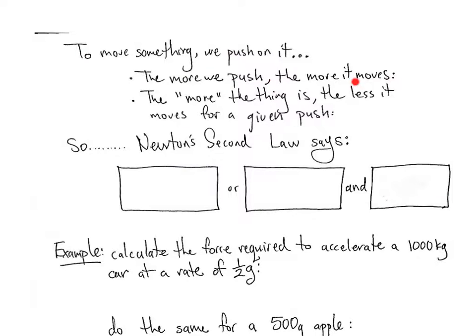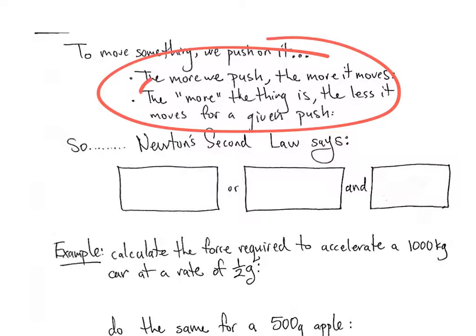The more we push, the more it moves, obviously, and the more massive the thing is, meaning the heavier, right? And so if it's a big desk instead of a small desk, the less it moves for a given push. So if you push as hard as you can on a small desk, it'll move fast, and if you push as hard as you can on a big desk, it'll move slowly. And so I think that this is like common sense stuff, all right?